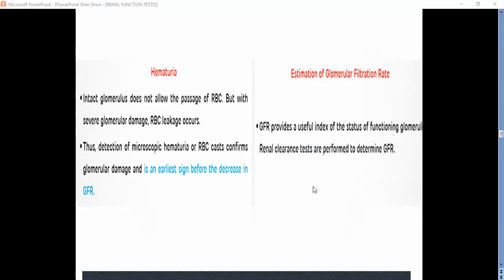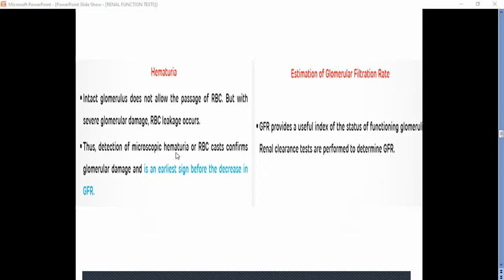Next, another test is for hematuria. Intact glomeruli do not allow the passage of RBC, because it is a bigger cell. But with severe glomerular damage, there is RBC leakage. If there is any problem with the GFR, the RBC are not filtered well and get released into the urine.